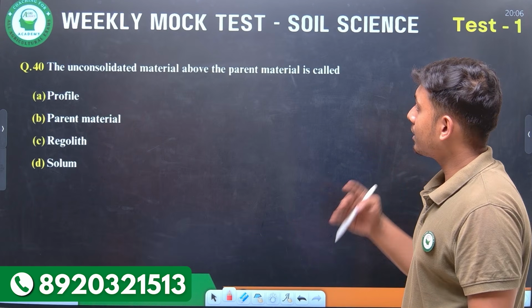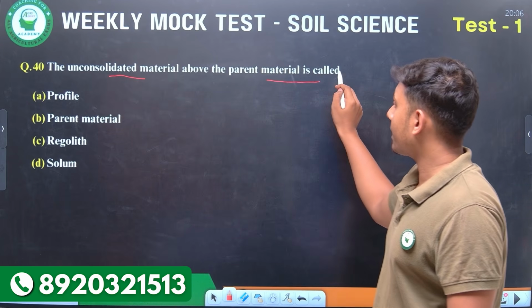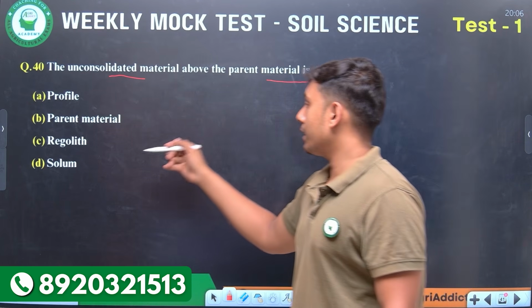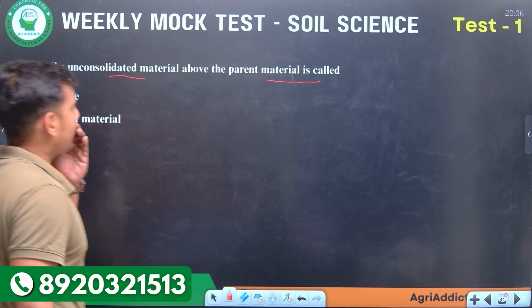Now comes the 48th question, unconsolidated material above the parent material is called. This is the easy one, that is regolith. We have already discussed it earlier in one of those questions.